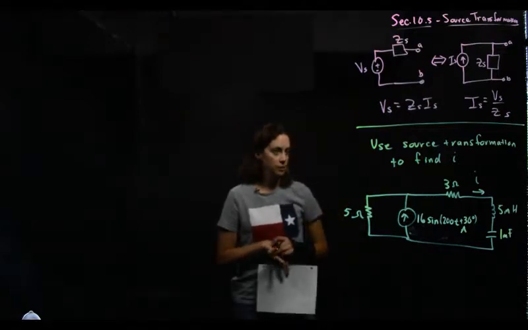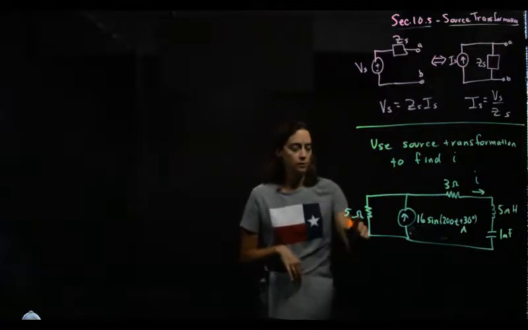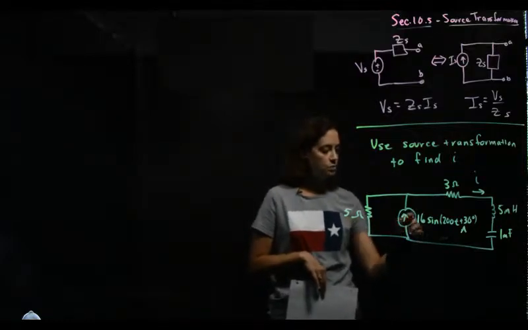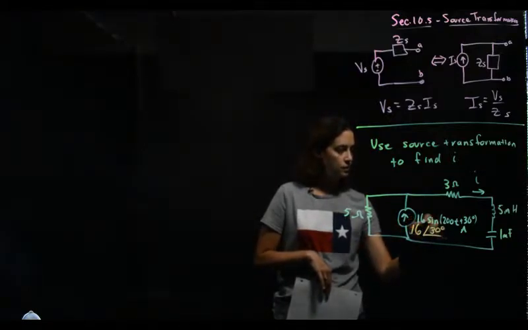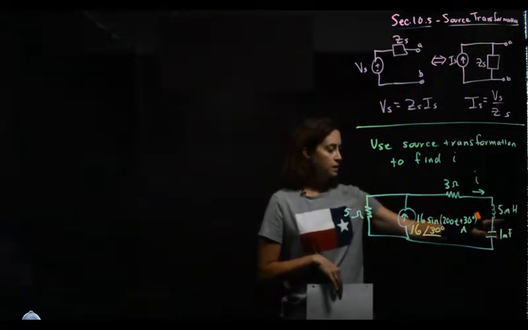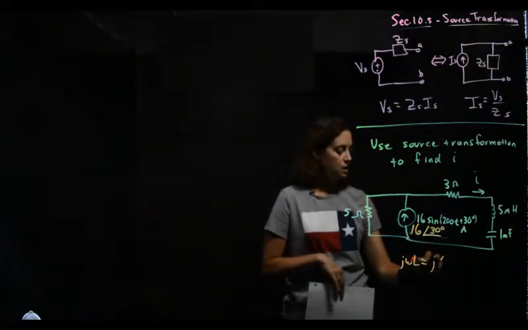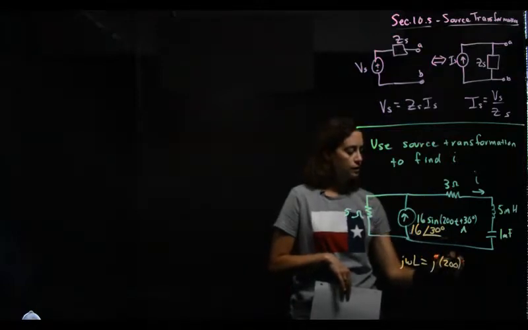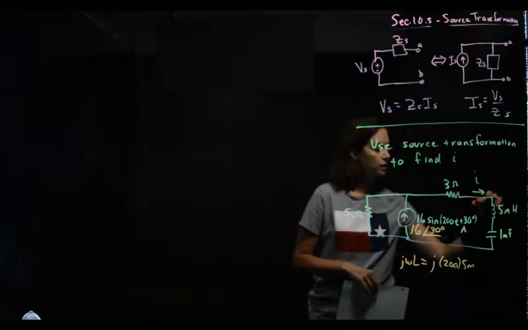All right, so let's work an example problem. Use a source transformation to find I. Our resistance 5 is fine. Our current source, we want to write that as 16 angle 30 degrees. Resistor 3 is fine. J omega L, J times our omega is 200. L is 5 milli. So that gives us just J1.